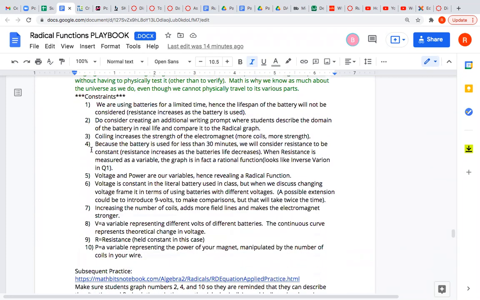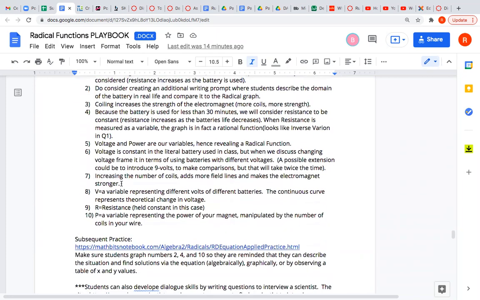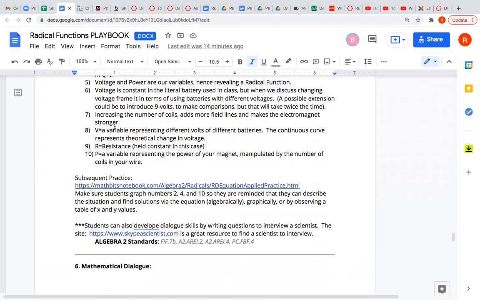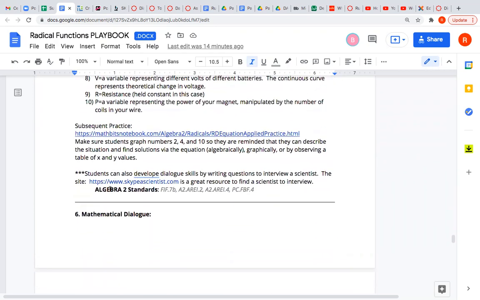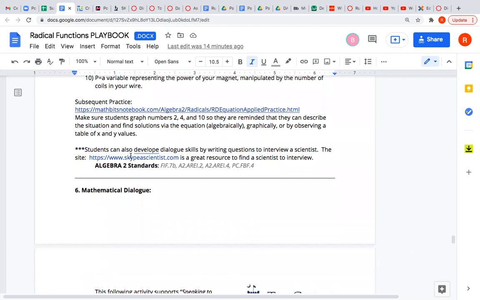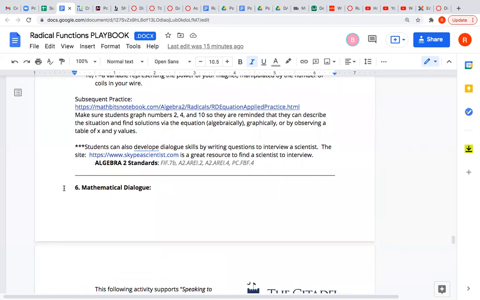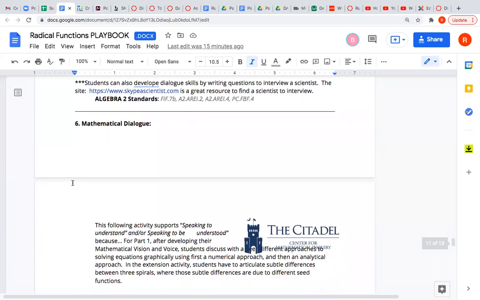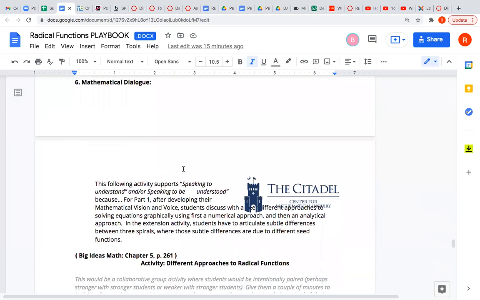I have to move on. Constraints are listed. This is a good opportunity to move into dialogue, where as you're working through the next unit with dialogue, students can write their own interview questions, and you can use this website to interview a scientist about electromagnetism and all that. Another way of viewing dialogue other than just between your peers.